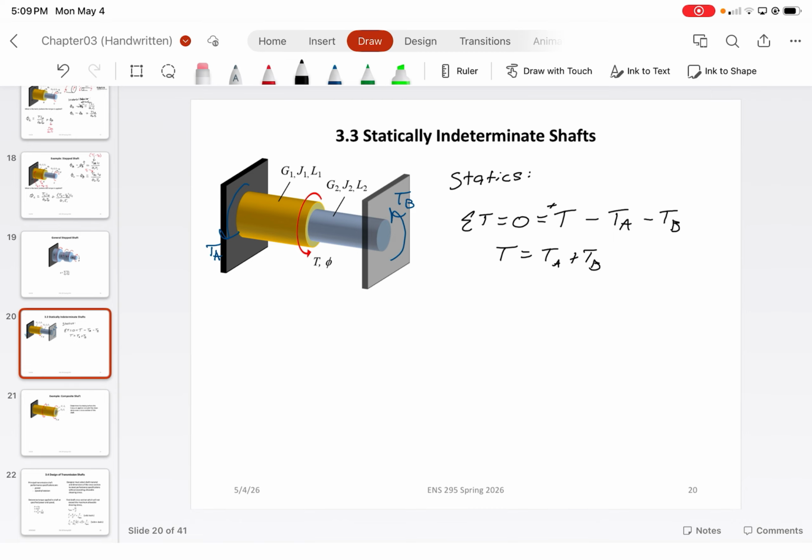Technically, we could say that this is a positive torque, and then we know that the torques here could be negative. So then you would just get TA minus negative TA minus TB, and obviously, again, it's all just a matter of your sign conventions and what you're assuming. All right, we know that from the material behavior and kinematics, the angle of twist, this is our compatibility equation.